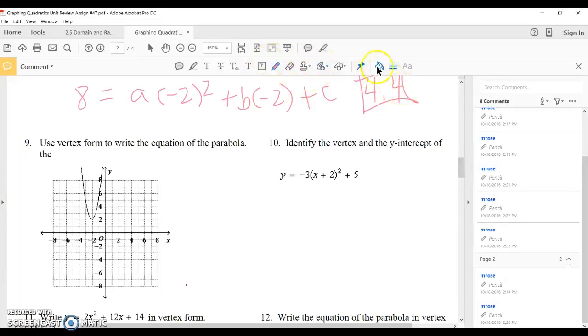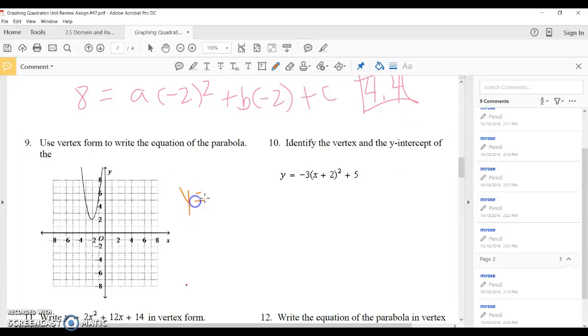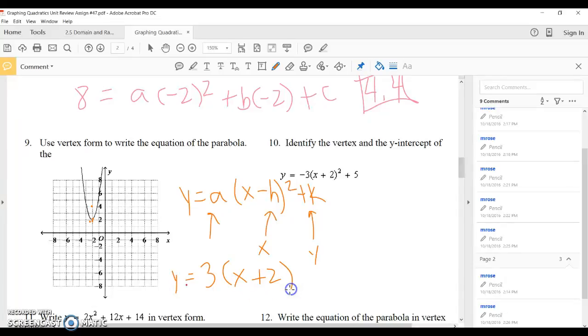Oh, write this in vertex form. Hopefully you remember that vertex form is y equals a x minus h squared plus k, where this is the x vertex, and this is my y vertex, and this is my slope. My slope looks to be up 3 and over 1, so y equals 3. X minus my x vertex, which it would be over at negative 2, so that'd be a positive 2, because minus a negative. And then it's up 2, so plus 2. Bingo bango.